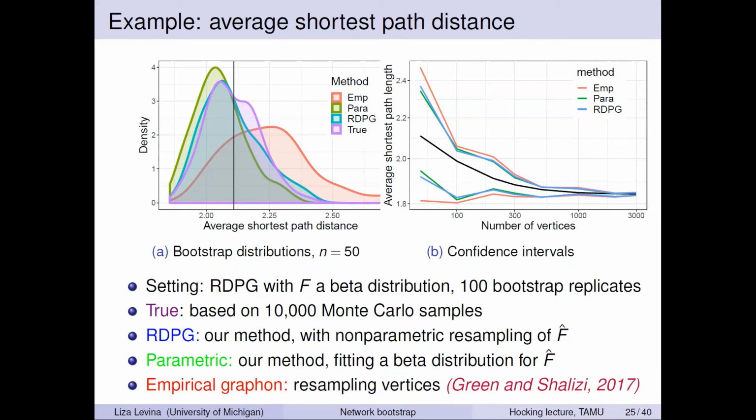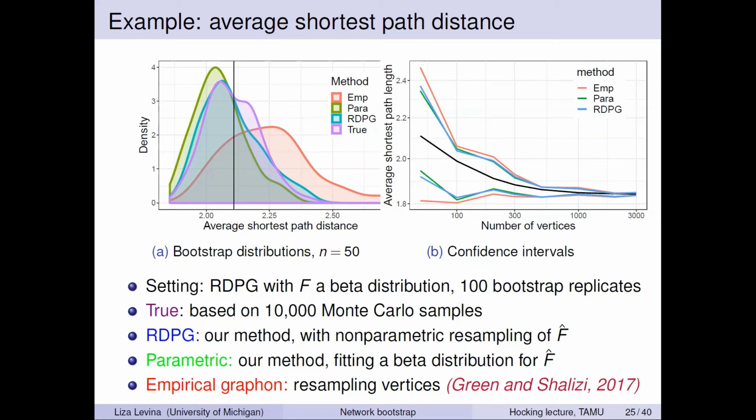So here you see the density of the thing. Of course it will be random, right? You generate a new network, you get something else every time. These are all sampled from an RDPG with 50 nodes. The true distribution is this weird thing, the purple curve. So it's not anything nice. It wouldn't necessarily be the best idea to fit it with a normal, something like that, and do a parametric bootstrap for this.